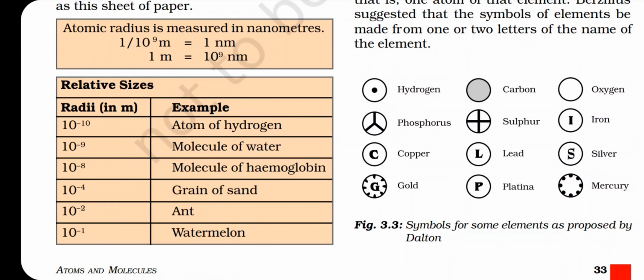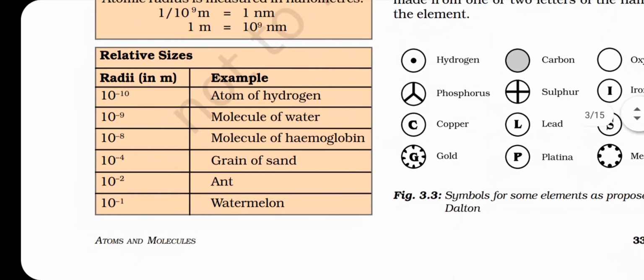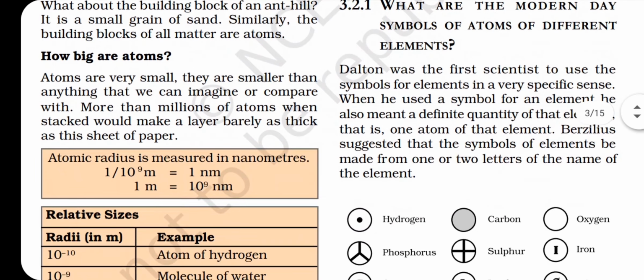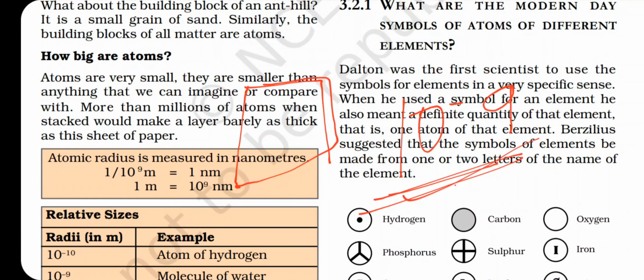So the relative sizes of different substances are given with the atomic radius. Hydrogen atom is 10 to the power minus 10 meter, and a molecule of water is 10 to the power minus 9 meter. A molecule of hemoglobin, which is present in our blood, is 10 to the power minus 8 meter. Grains of sand, ants and watermelons all have different sizes. So here it describes that an atom is so small that we can't imagine or compare it; the atomic radius is about 10 to the power minus 9 meter.